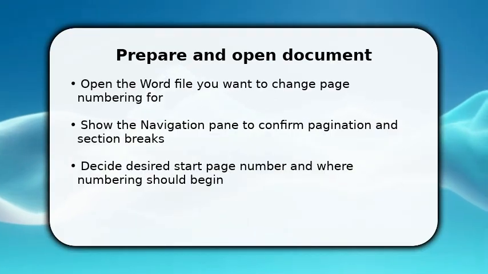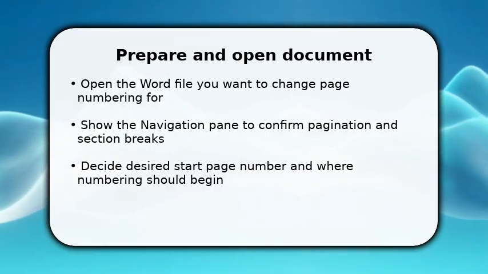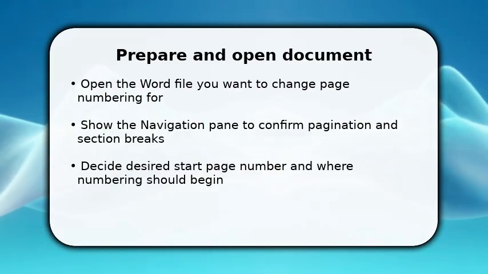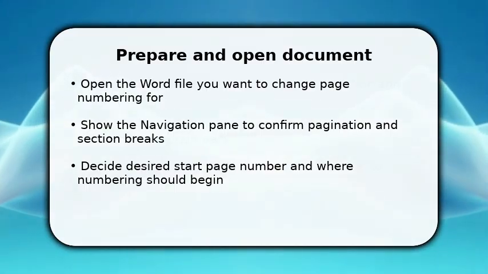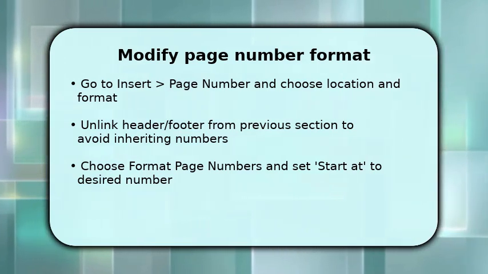Once done, double-check the new section begins on the intended page. This ensures numbering changes won't affect earlier pages. Now you edit the header/footer in the section where numbering starts. Double-click the top or bottom to open it.